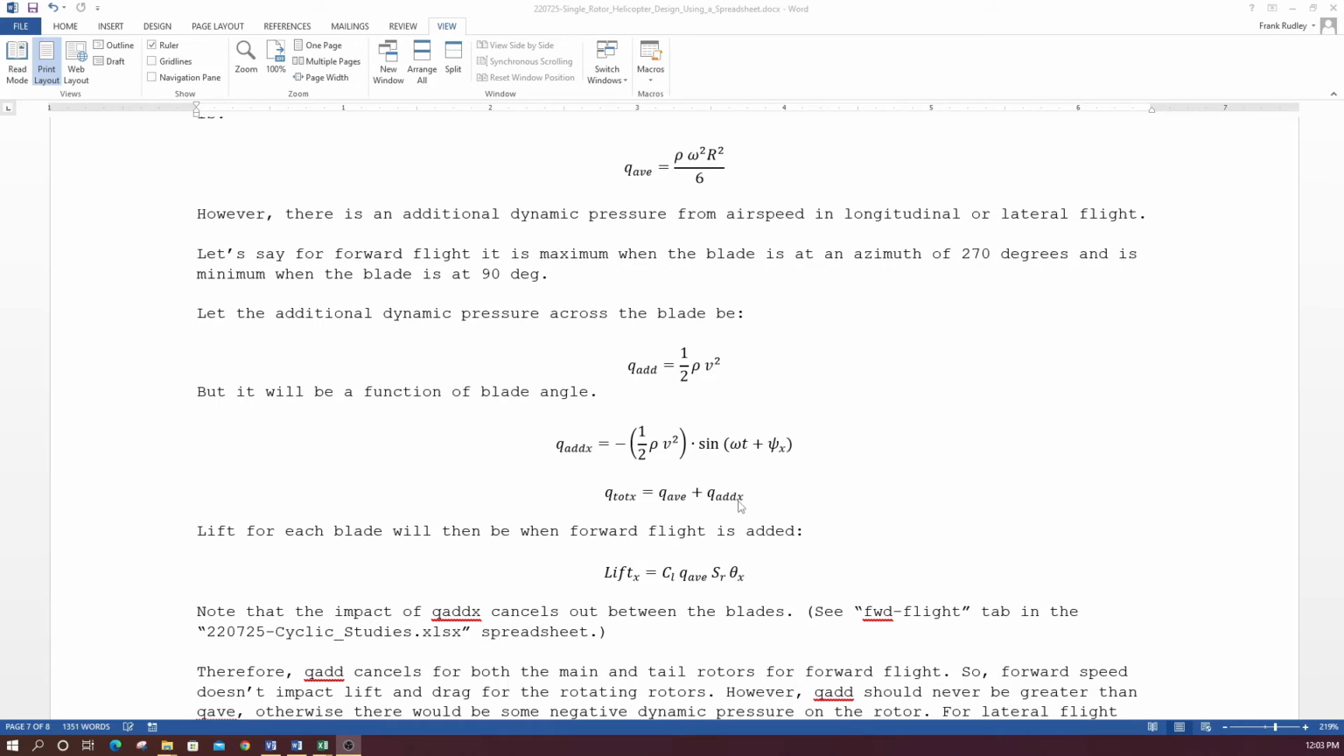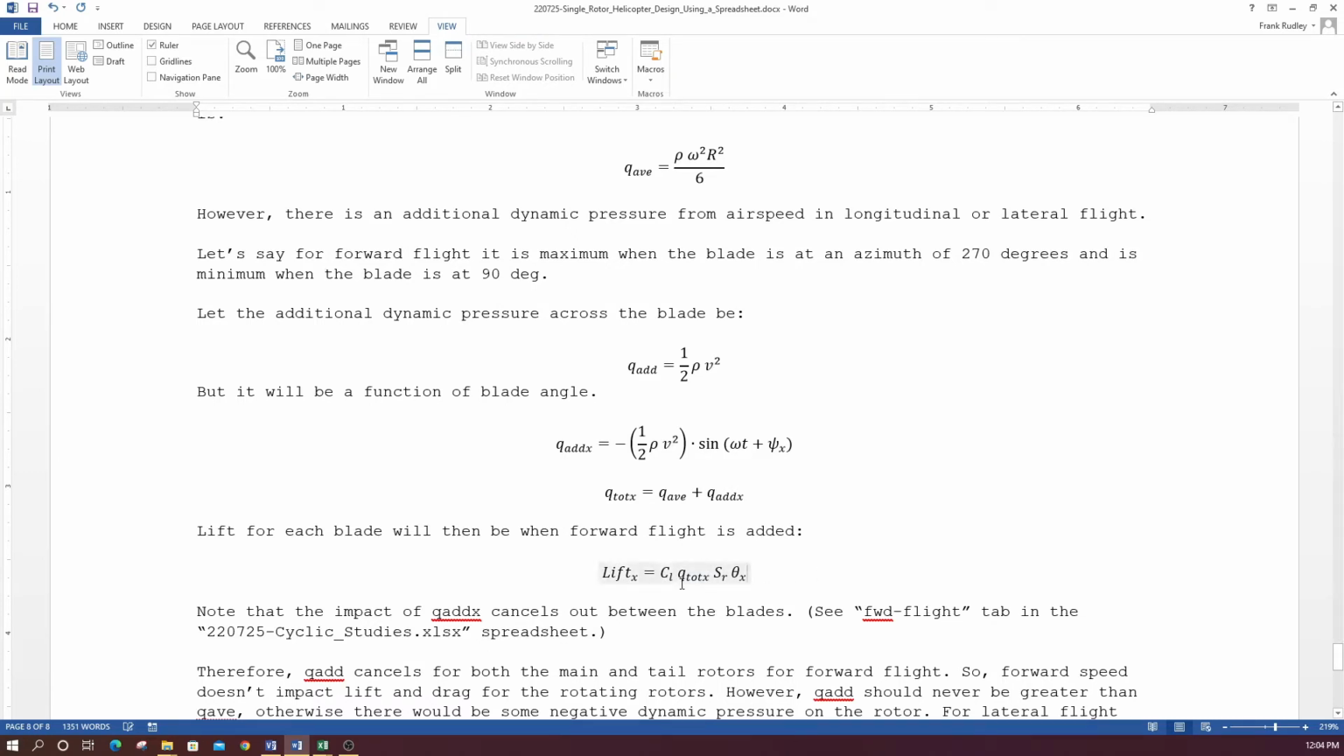So anyway, the lift for each blade will then be, when forward flight is added, so we want to change this to TOTX.